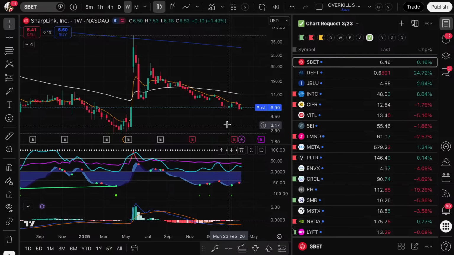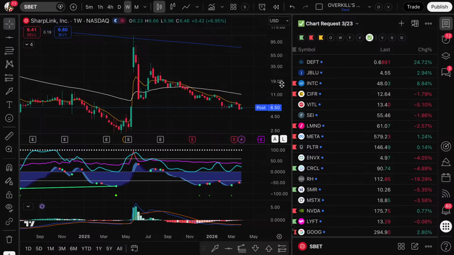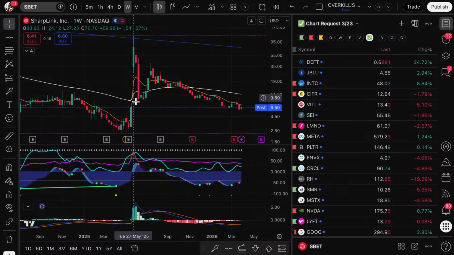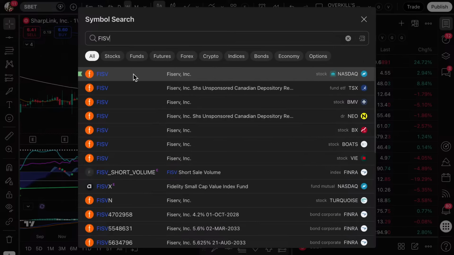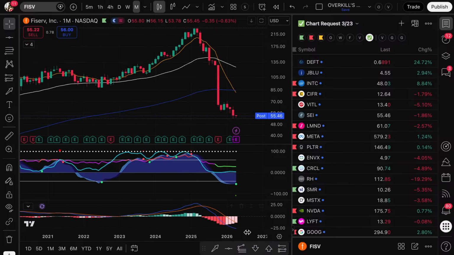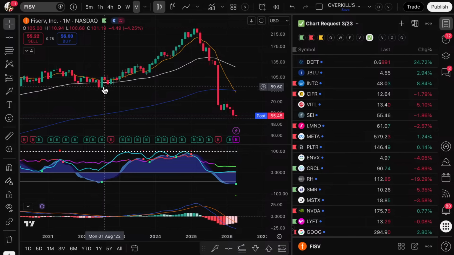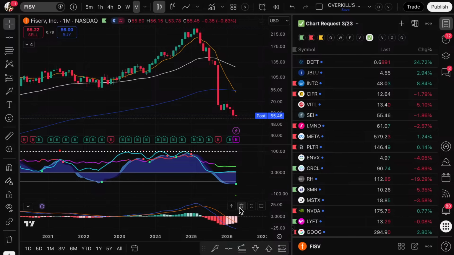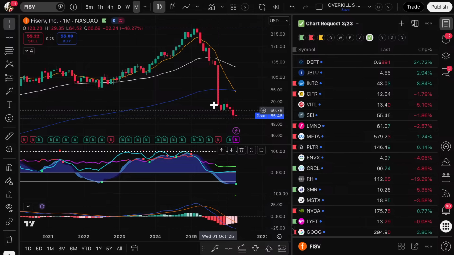SBET here. This one's trying to build a base right here at 650. I see one for FSIV. That's Fiserv. I don't even know how to say it. It's a weird name. But it does have a monthly alert. So last time we got the monthly alert was back here in 2022. That was at $90. It went all the way up to $240. So I had owned this at one point, but something happened right here. I got stopped out, and now they're back down here at 55. So this is literally the best time, according to the indicator, in 4 years to buy this asset.